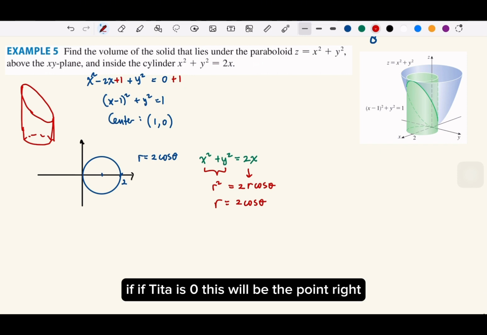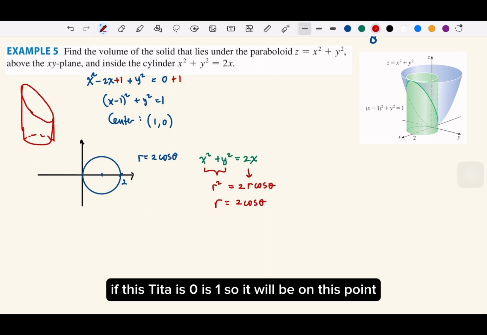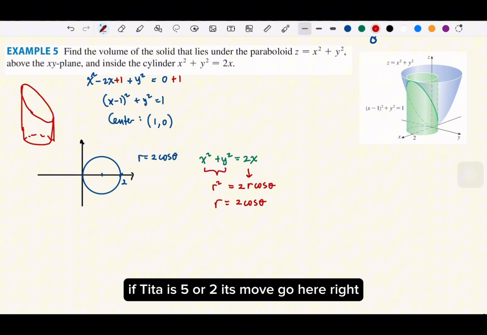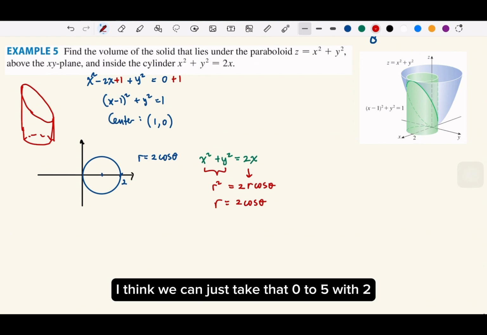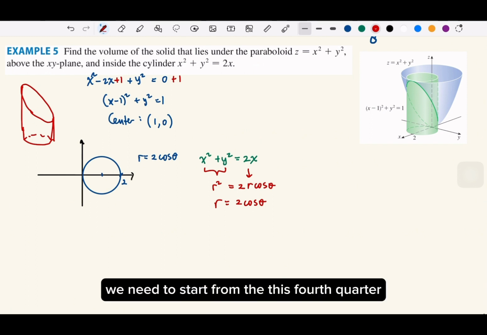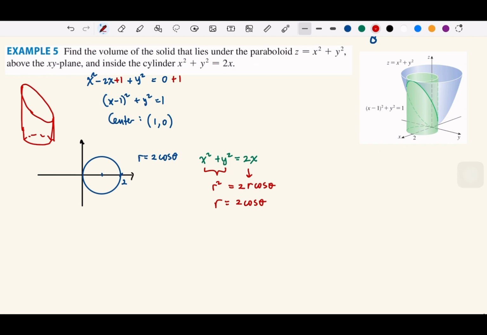If theta is 0, this will be the point, right? So if theta is 0, it's 1. So it will be on this point. If theta is pi over 2, let's go here, right? I think we can just state 0 to pi over 2 and multiply by 2, symmetric, right? If not, then we need to start from this fourth quadrant. We start from negative pi over 2 until pi over 2. We could make that.